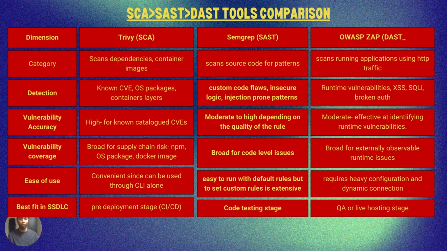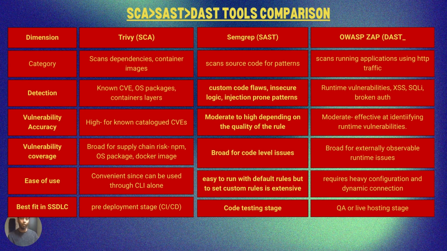In terms of vulnerability accuracy, Trivy is high for known cataloged CVEs that are present in its database, with a low false positive rate on established libraries, as we have seen in our previous presentation. Semgrep has moderate to high accuracy depending heavily on the rules you have set. The better the rules, the better the result it will give you. ZAP is moderate, effective at confirming exploitable runtime issues, but can miss logic flaws and produce false positives from generic scanning heuristics, such as on authentication-dependent pages.